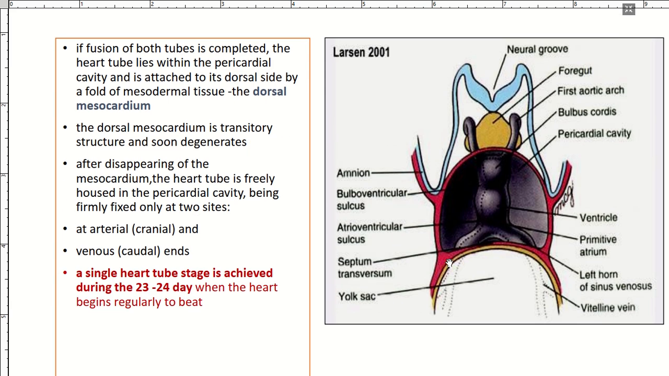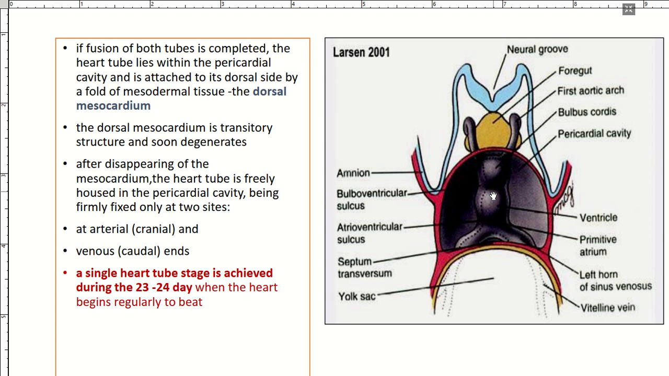Right. So if fusion of both the tubes is completed and the heart tube lies within the pericardial cavity, it is attached to the dorsal side by a mesocardium. Remember, the heart is now a tube. We can actually appreciate that this space is going to be called the pericardial cavity. We have joined the right and the left endocardial heart tube to form this one single heart tube, right? This heart tube is not floating; it is suspended by a mesoderm, right?